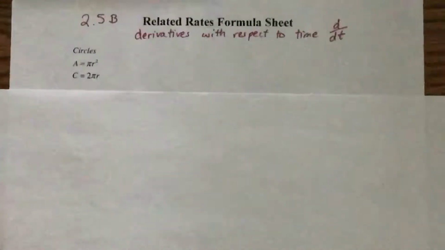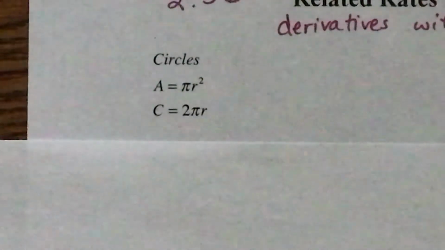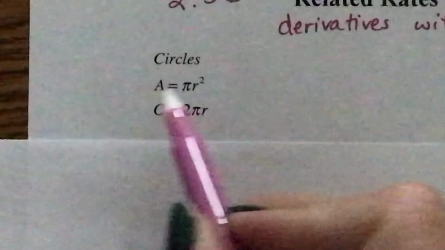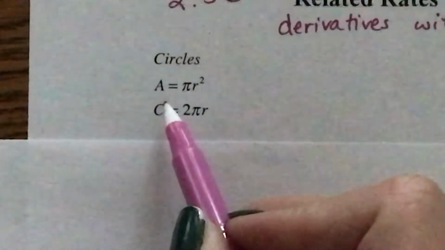Let's take a look at circles. We have two formulas for circles that we've used pretty often back in geometry. So we've got A equals pi r squared. That's the area of a circle formula. We're going to take the derivative of that with respect to time. What that means is that the radius and the area are both changing as time goes on.